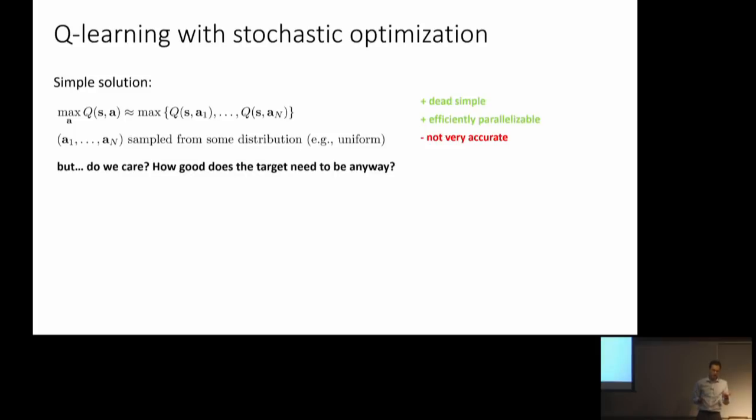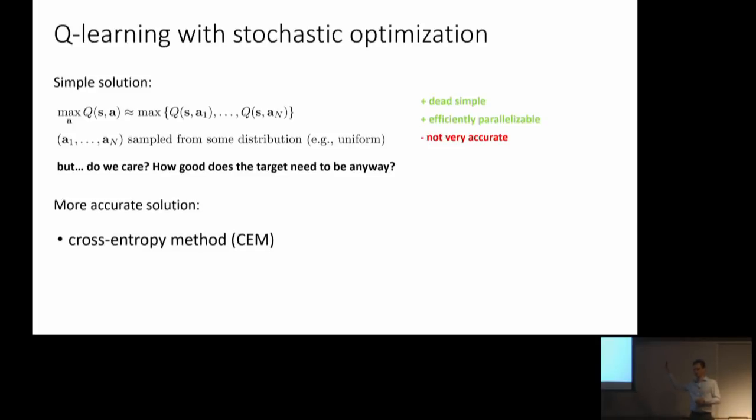And also, do we care that it's not very accurate? Like, how good does the target need to be anyway? We talked before about how overestimation seems to be a big problem, so maybe not having such a strong max is okay. And in some cases it is okay, but in some cases you pay a price for it. There are more accurate solutions that are very similar in spirit, but can give you a much better max. For example, you can use what's called the cross-entropy method.